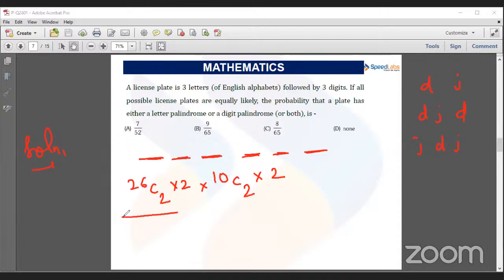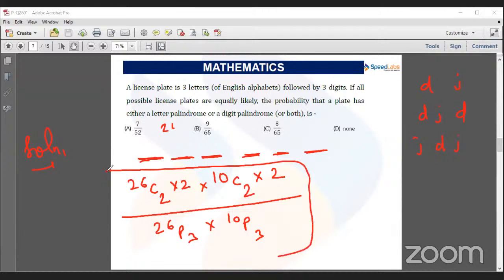Total ways of filling the space would be how much? We have to fill three spaces from 26 alphabets, 26P3, into 10P3, right? This will be your answer. Any questions?